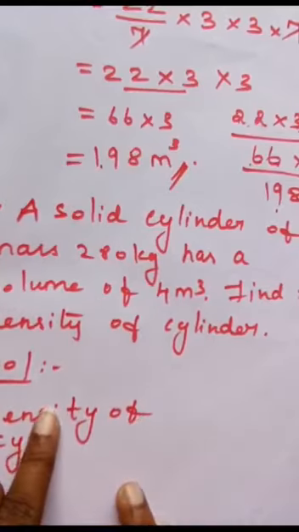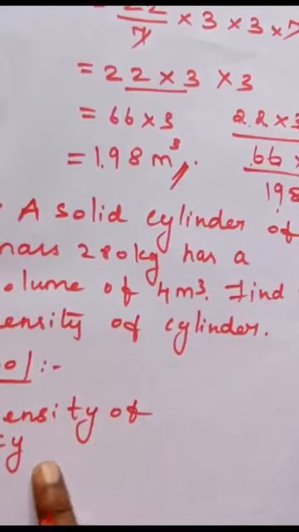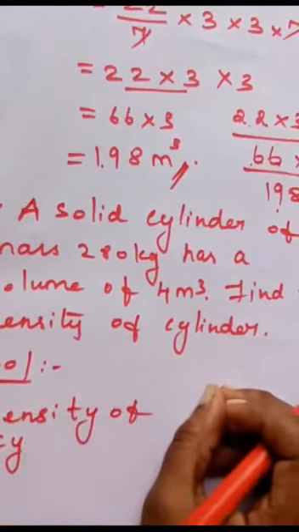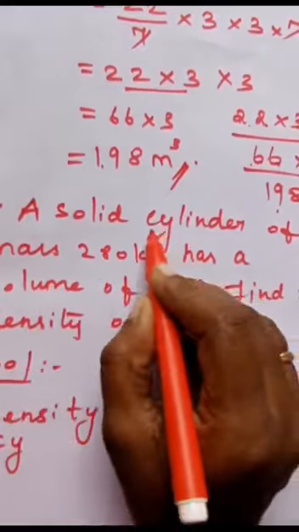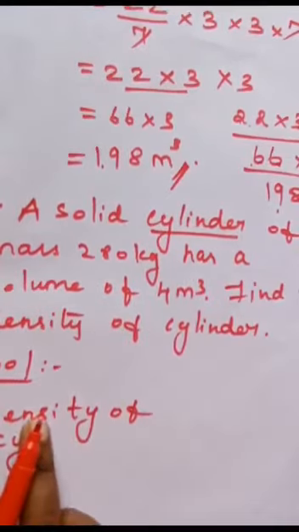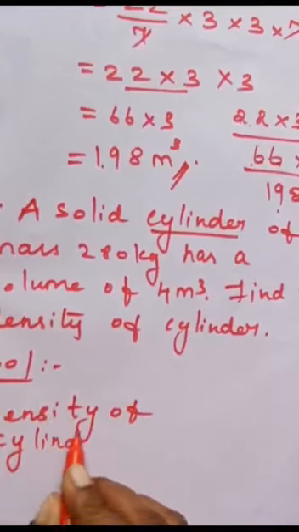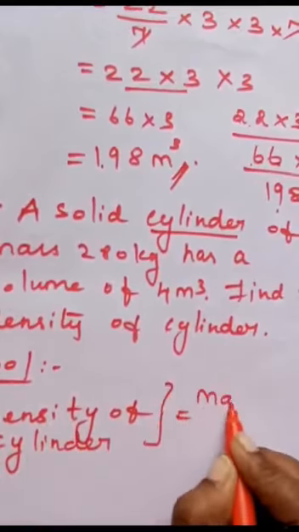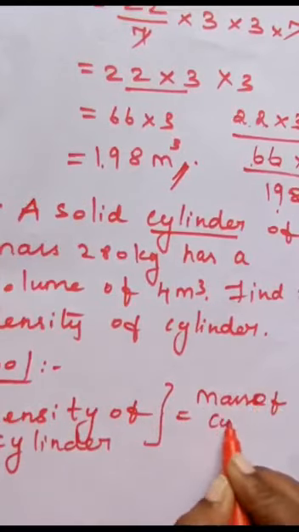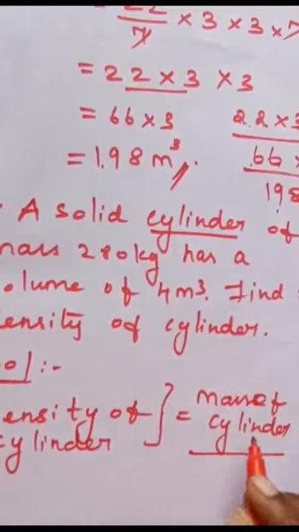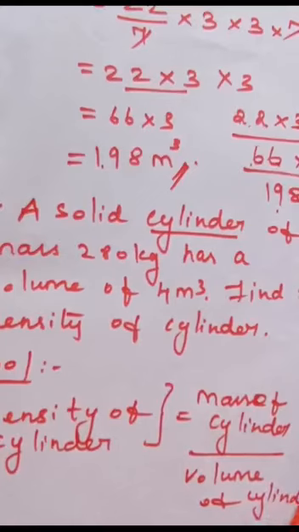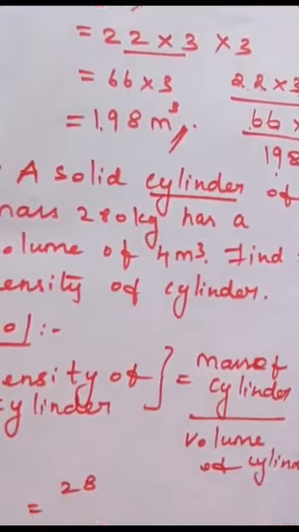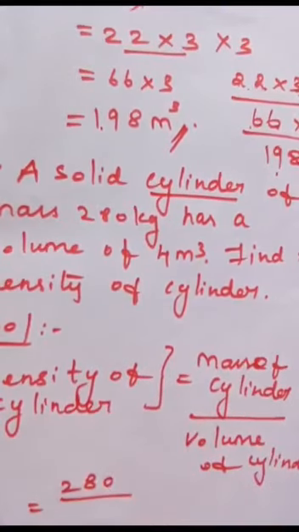In such a case, while you are writing the problem, you should write the entire thing. You should not mention just density is equal to mass by volume. Here in the question, what has been given is cylinder, right? So when you are writing the formula, you should write density of cylinder is equal to mass of cylinder by volume of cylinder. And in the question they have given the value for mass, which is 280, right? And the value for volume is also given, 4.